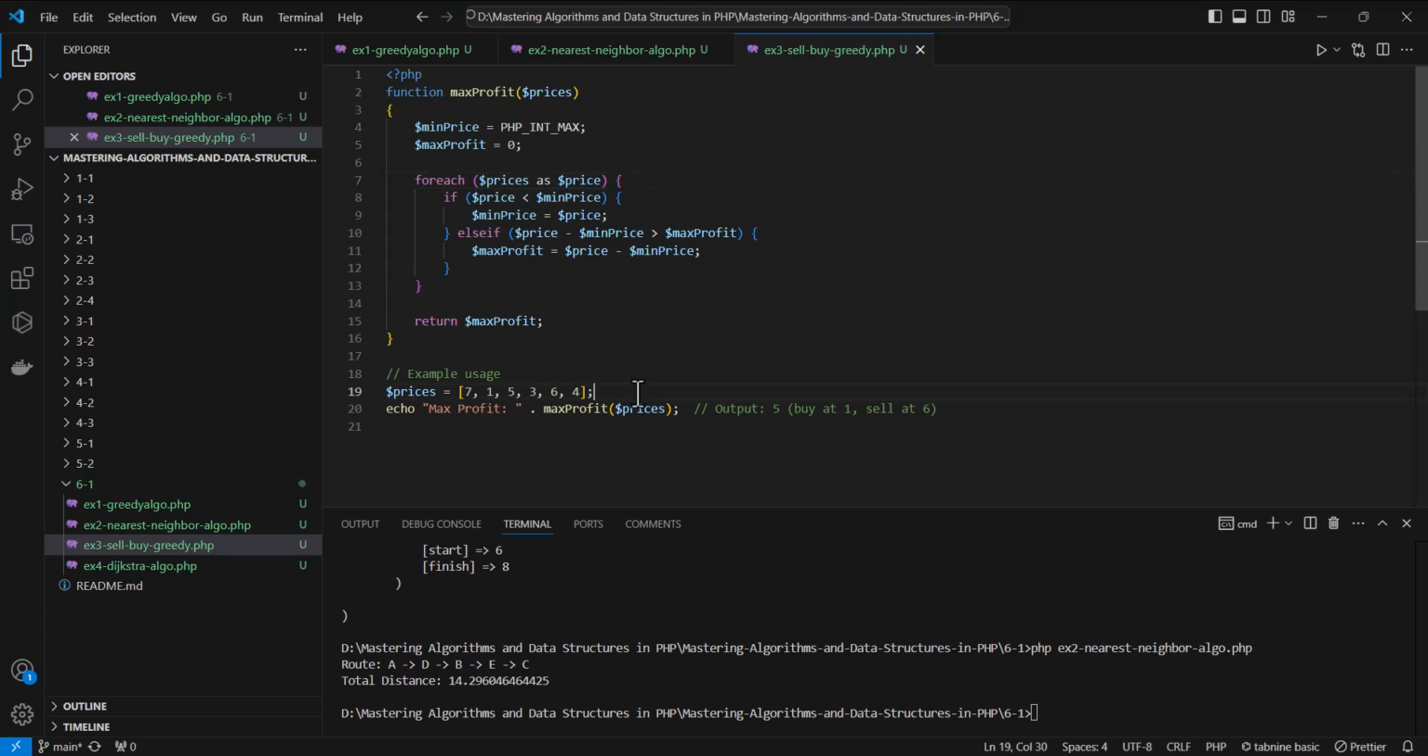In this example, we traverse the list of stock prices and track the minimum price encountered so far. We then calculate the maximum profit by selling on the current day and compare it to the previous maximum profit.